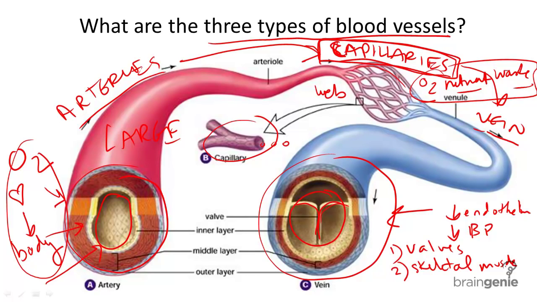So, at any given moment, about 30% of your blood in circulation will be in your arteries, 5% will be in your capillaries, and, you got it, 65% if you do the math, in the veins. Now, hopefully you can teach somebody else about your blood vessels.